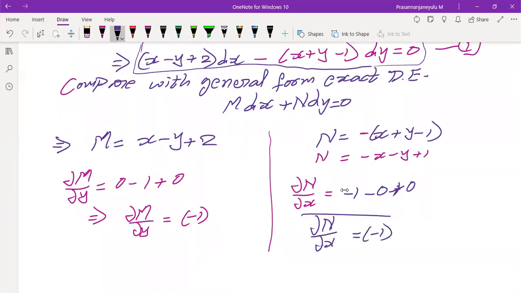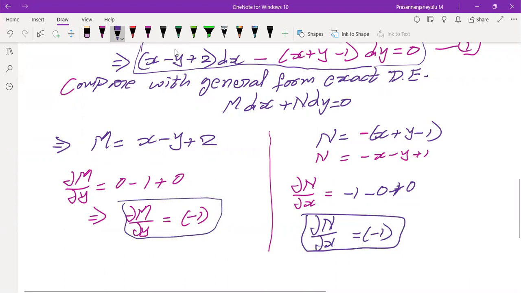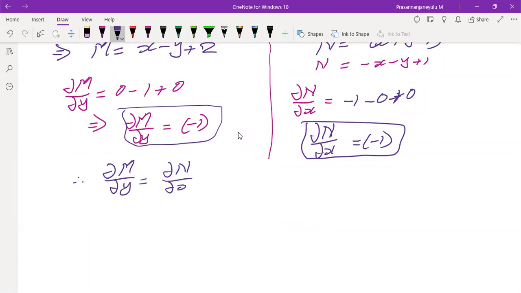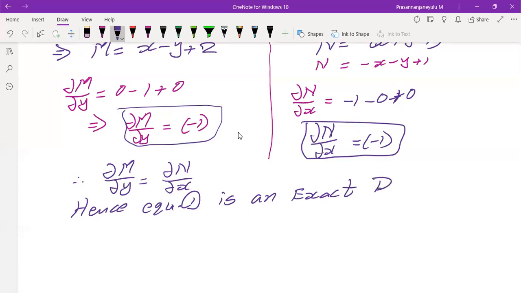So with this, what can we say? Both are equal. Yes or no? Yes. Therefore, dou m by dou y is equal to dou n by dou x. Hence, equation 1 is an exact differential equation. Equation 1 in the sense of the given differential equation only. If it is an exact differential equation, what is the procedure?